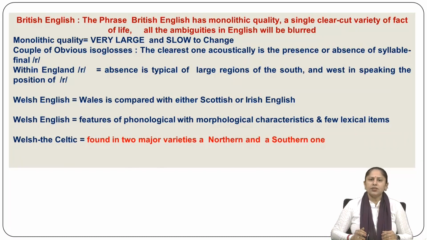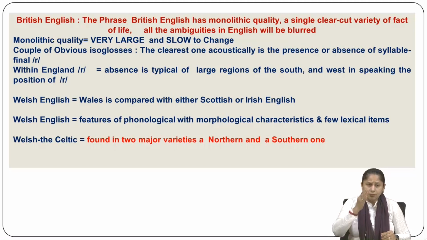The phrase British English has a monolithic quality. Look, a single clear-cut variety, a fact of life. All the ambiguities in English will be blurred. Monolithic quality means what? It means very large and slow to change. Look, the meaning itself is written over here, and it shows that British English is very large and it is constantly developing and being utilized.